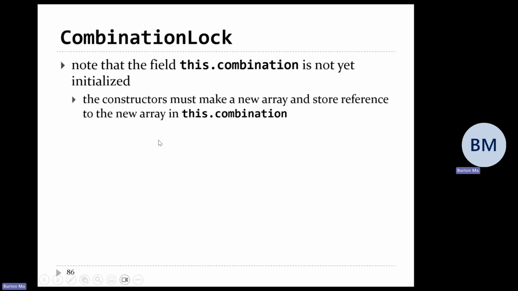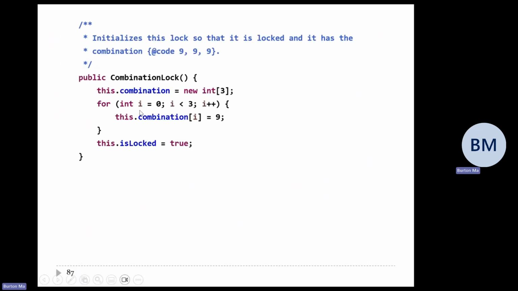And so where should you make the array? Well, you make it in the constructor. So the no-argument constructor makes a combination lock whose combination is 999. So you make your array: combination equals new int[3]. That's where you make your array. Once you've made your array, you can go ahead and use it, so now I can set the elements of the array to 9, 9, and 9. I guess the comment here says the lock is locked, so we set isLocked to true.